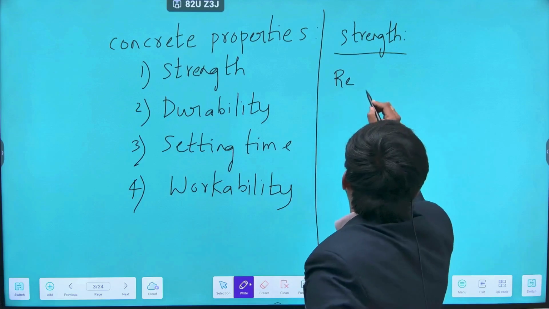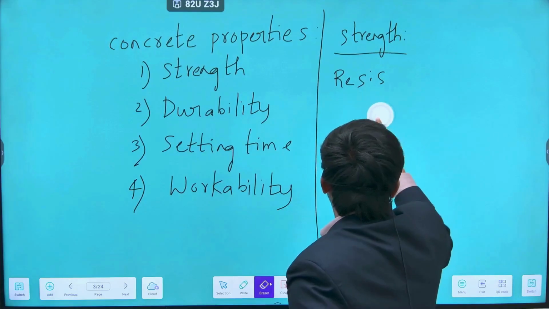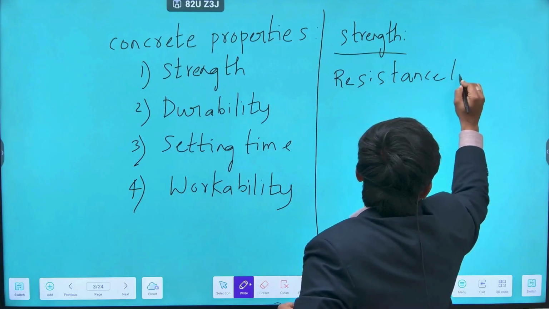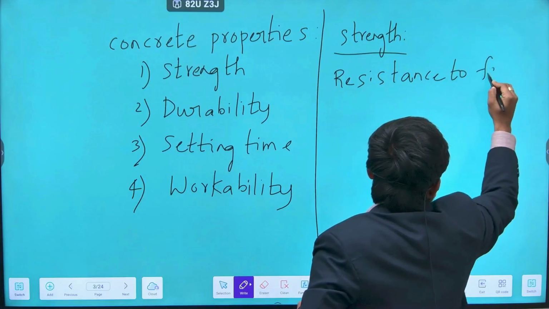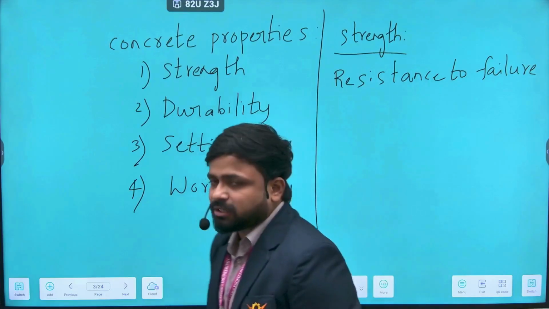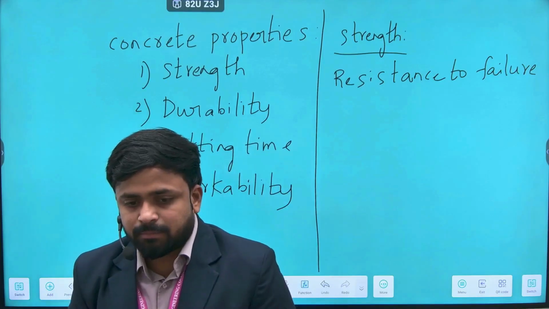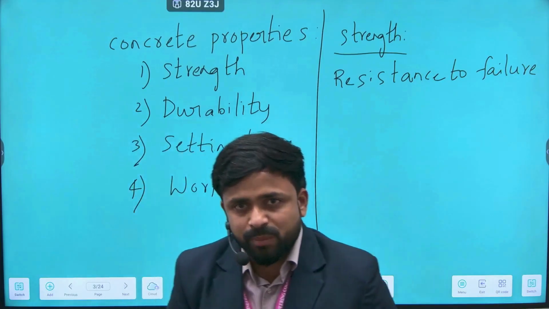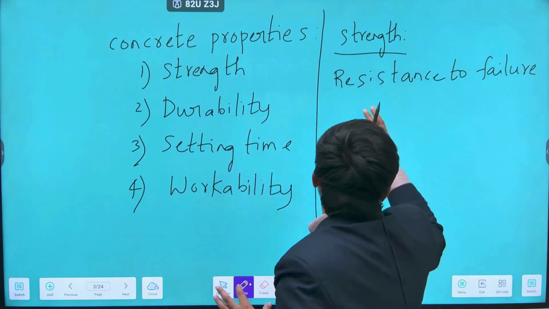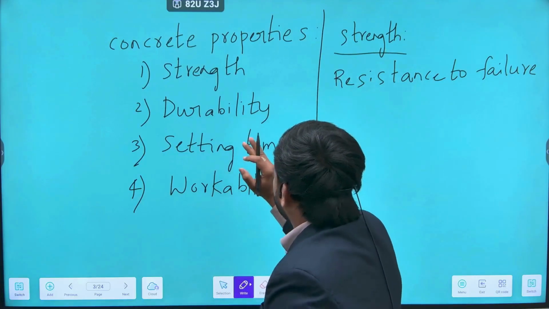So we can write the definition as resistance to failure. How much concrete is resisting before failing? That is, how much load concrete can take before failing is defined as strength of concrete. What is durability then?